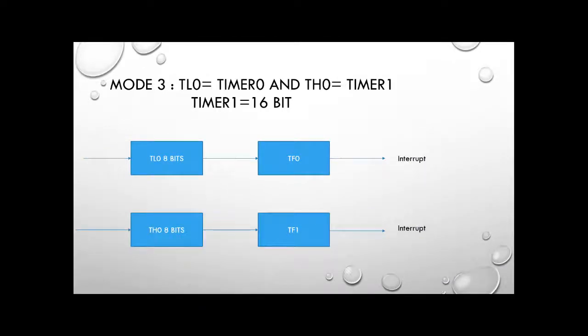Let's come to mode 3. It is used when we need to use 3 timers simultaneously. In this case, timer 0 is split into two 8-bit timers. The lower bits will serve as timer 0, and the higher bits will serve as timer 1. These will be 8-bit timers, while timer 1 can be separately used as a 16-bit timer. When the overflow condition occurs, the timer overflow flag will be set and an interrupt will be generated. After the interrupt is generated, the program execution will shift to the interrupt service routine, and after serving that, it will return to the original program.